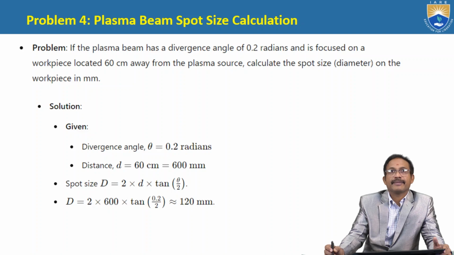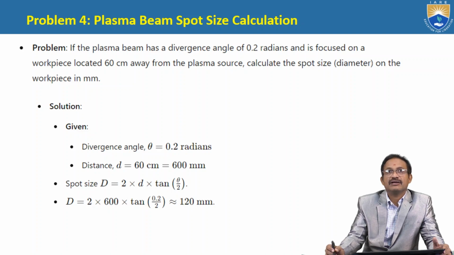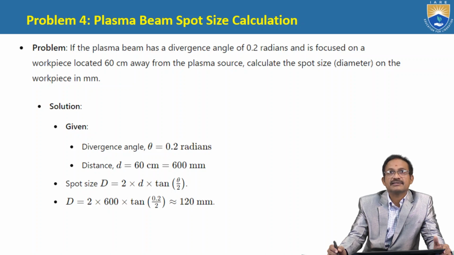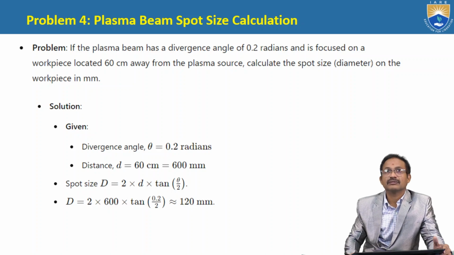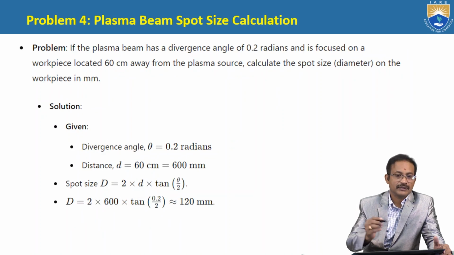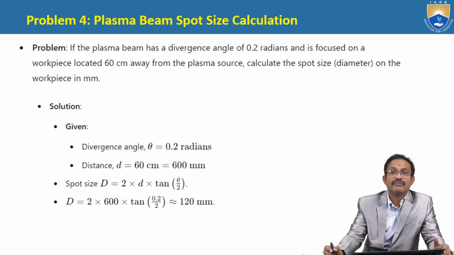Problem number 4, plasma beam spot size calculation. If the plasma beam has a divergence angle of 0.2 radians and is focused on a workpiece located 60 centimeters away from the plasma source, calculate the spot size on the workpiece in millimeters.